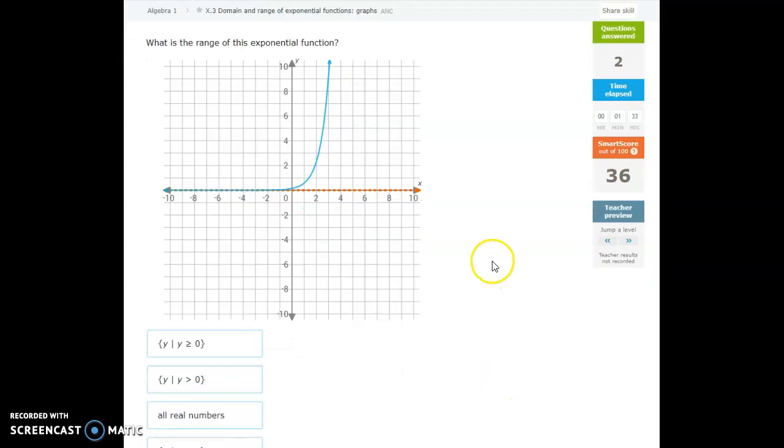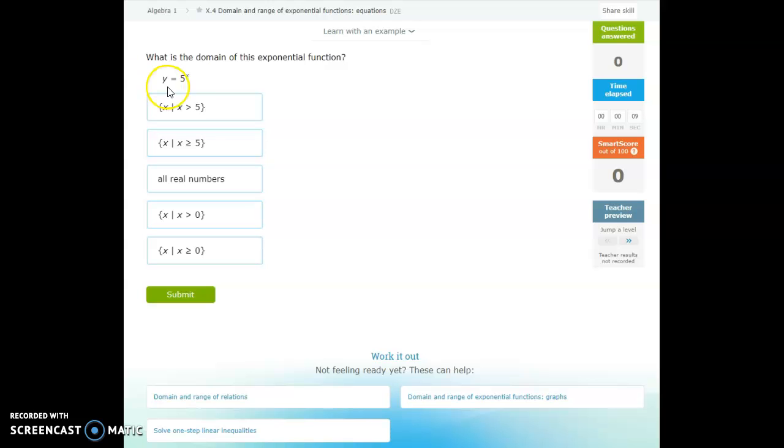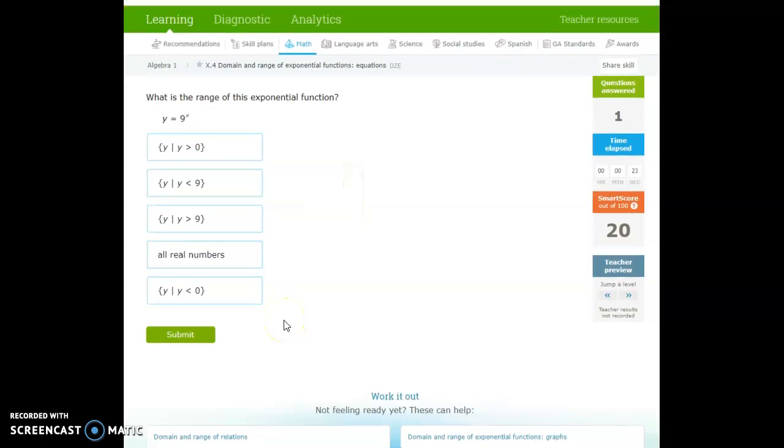Let me go ahead and pull up the other session that you can try, which is looking at the equations to figure out the domain and range. For this one, you're given the equation instead of the graph. y equals 5 to the power of x. Most of the time, again, your domain will be all real numbers unless you have a word problem, because here my x value can be anything that it wants to be.